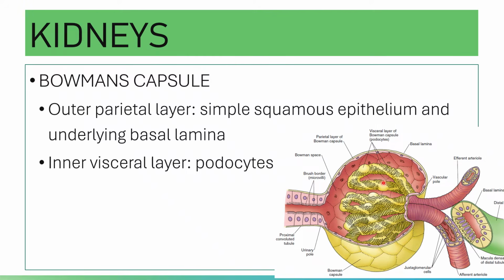Okay, the inner visceral layer of the Bowman's capsule is made of epithelial cells that are highly modified to perform a filtering function, and you call them your podocytes. Your podocytes have numerous long tentacle-like cytoplasmic extensions, which are called primary or major processes.